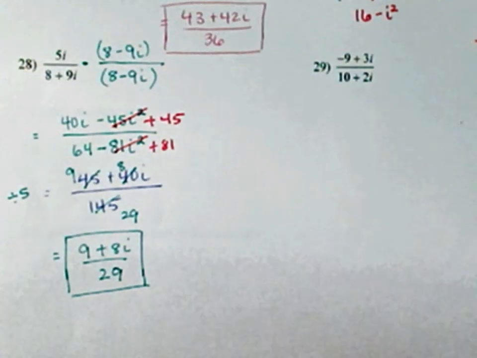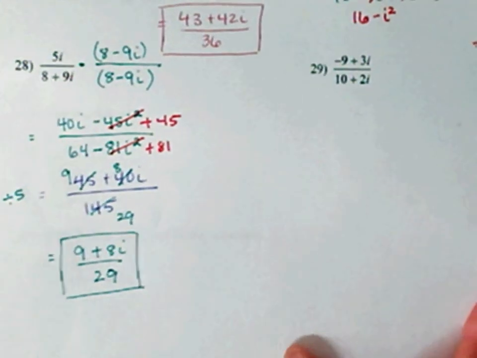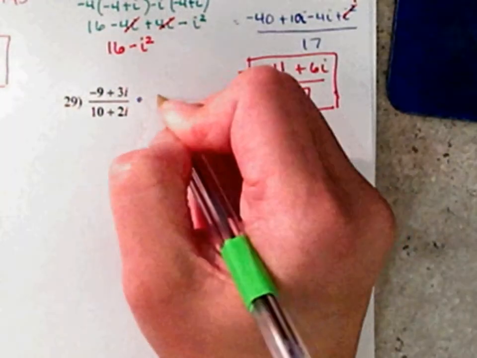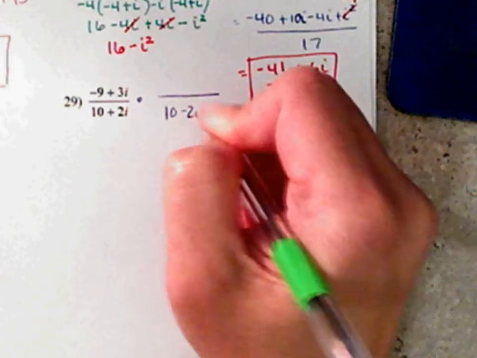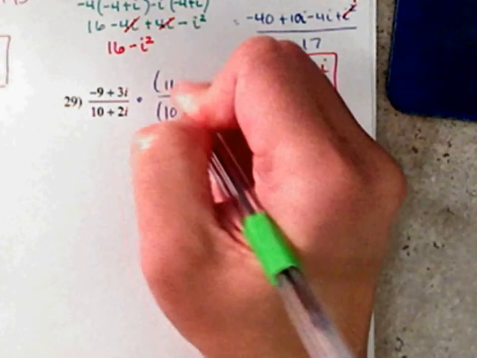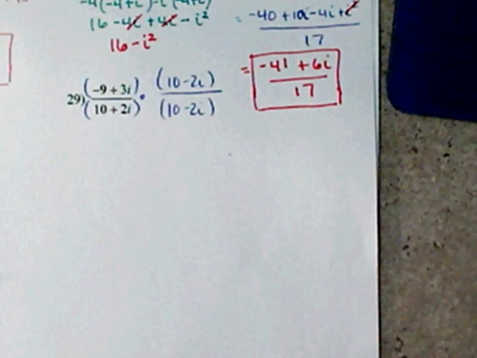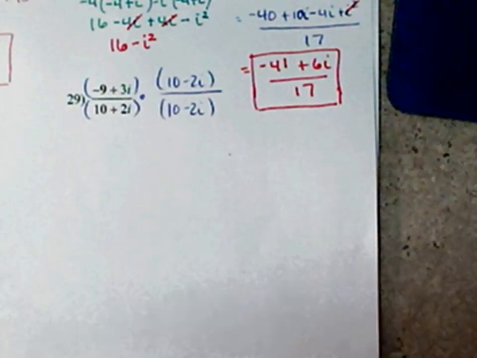Number 29. Got to get rid of that i in the denominator again, so I'm going to multiply it times the conjugate, which is 10 minus 2i, just like that. I'm going to put parentheses around those. That's just to remind me that I need to group them together so I do not add and subtract. Okay?